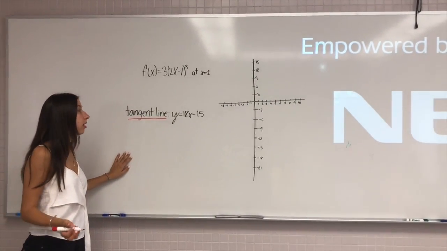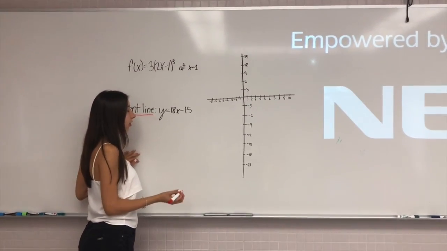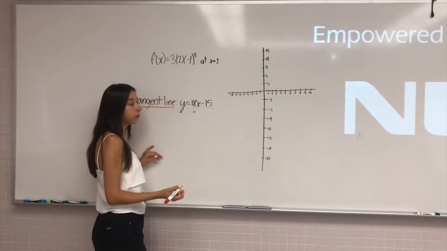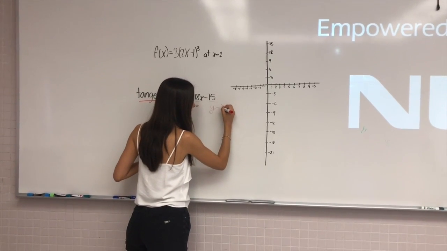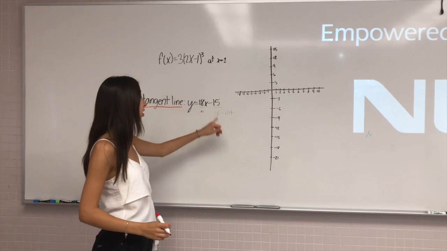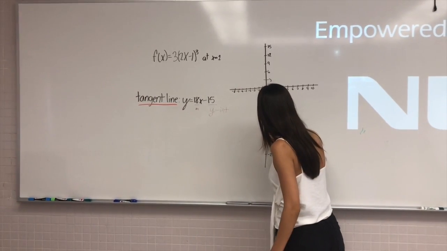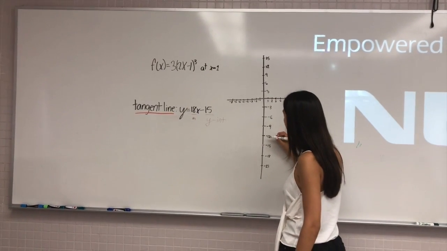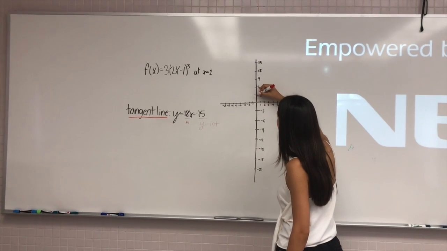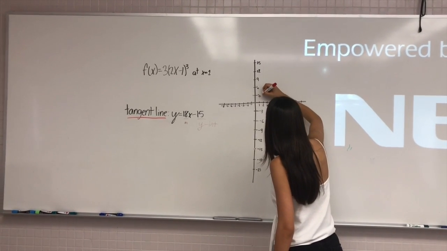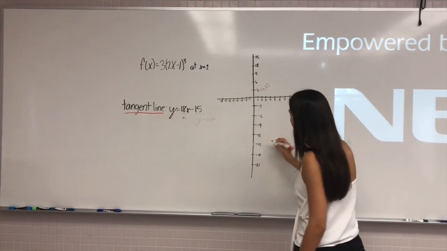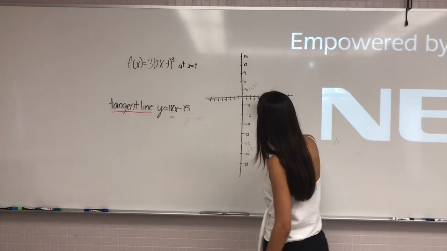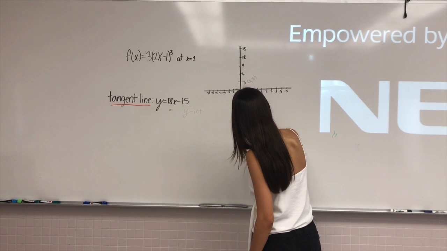To graph your tangent line, you need to know your slope and your y-intercept. So the 18 would be the slope, and the negative 15 would be your y-intercept. So you start by putting the y-intercept on negative 15, and then your slope is 18 up and 1 right, because it is positive. So 18 up will be on 3, and 1 right would be on point 1,3, and the y-intercept is at point 0, negative 15. So this is your tangent line.